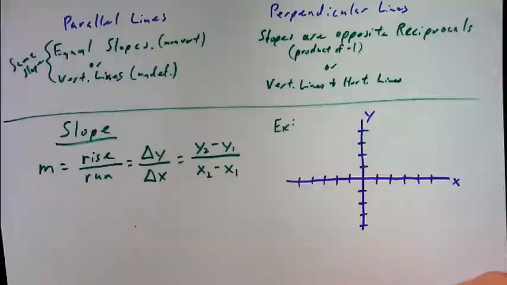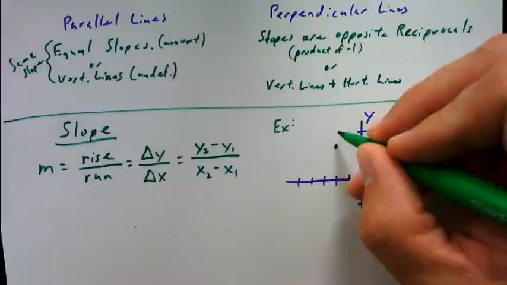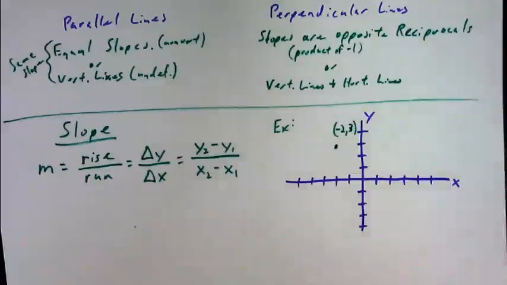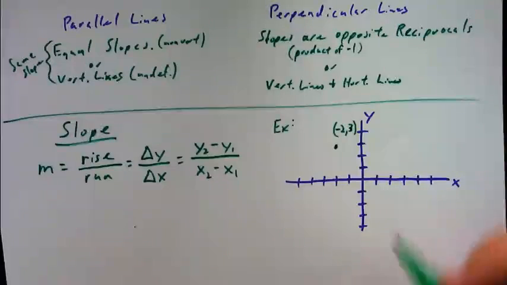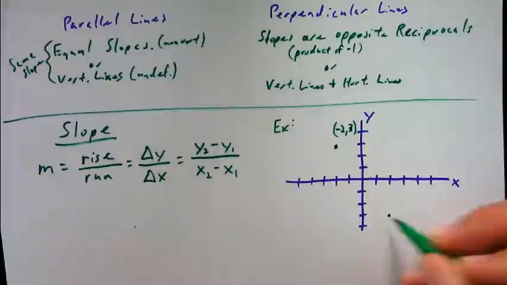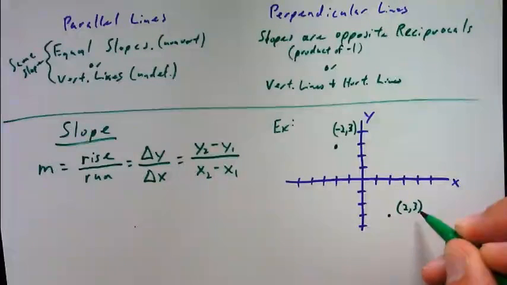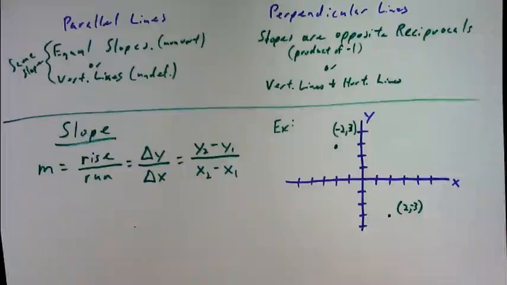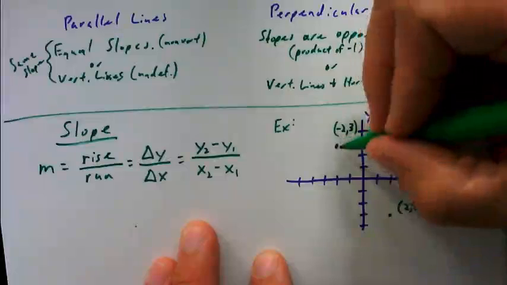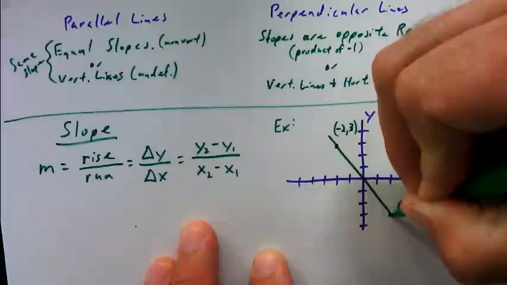I'm going to give you 2 points. The point -2, 3, and the point 2, -3. So we're starting easy here, hopefully. Hopefully you guys think this one's easy. And then we're going to draw a line. And if you draw this line accurately, I will tell you, it actually intersects the origin.